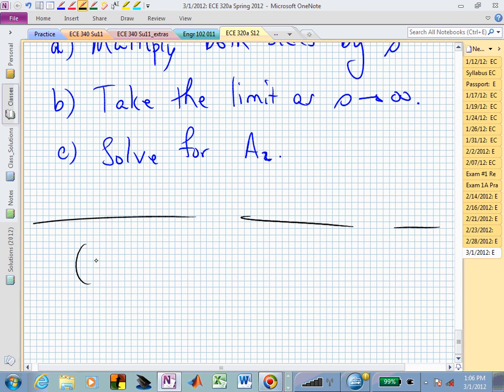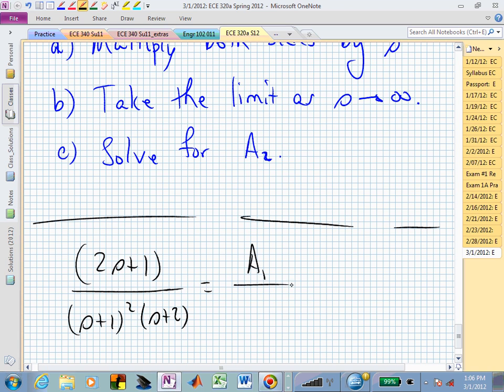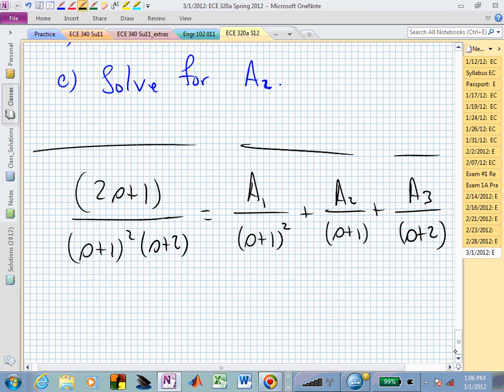We had (2s plus 1) over (s plus 1) squared times (s plus 2) equaling a sub 1 over (s plus 1) squared plus a sub 2 over (s plus 1) plus a sub 3 over (s plus 2). That was our partial fraction expansion formula. But we've already determined what this is. This was minus 1, and this was minus 3. And we can plug those in. What we don't know is a sub 2.